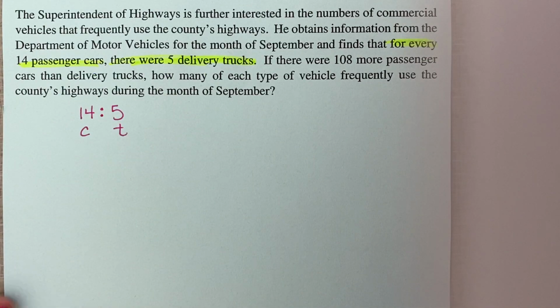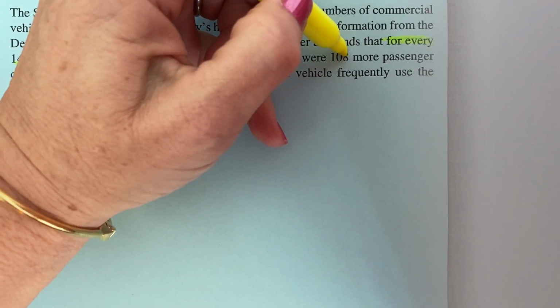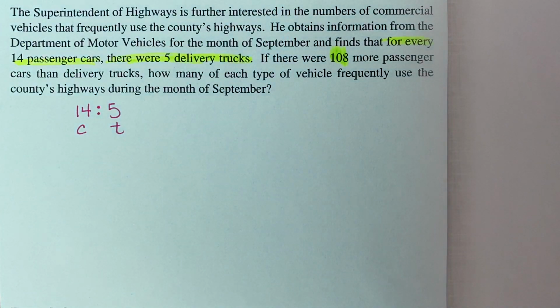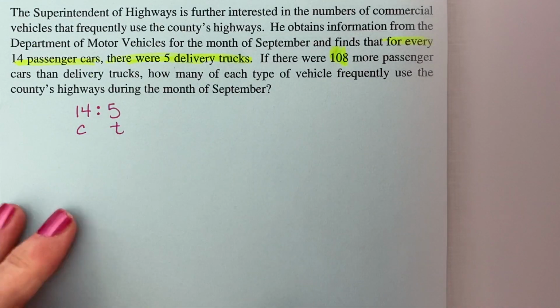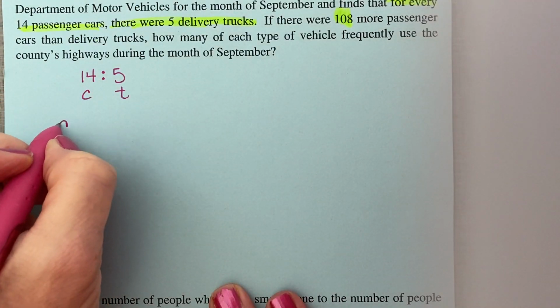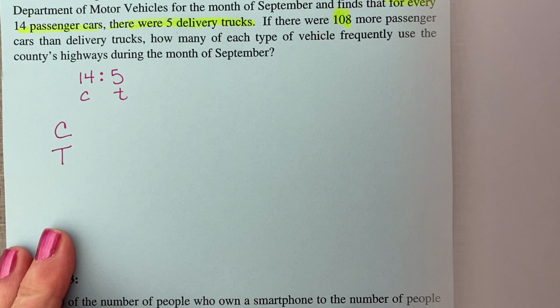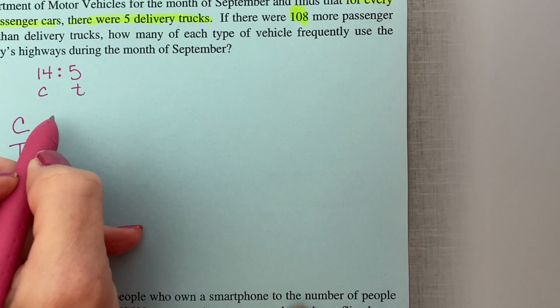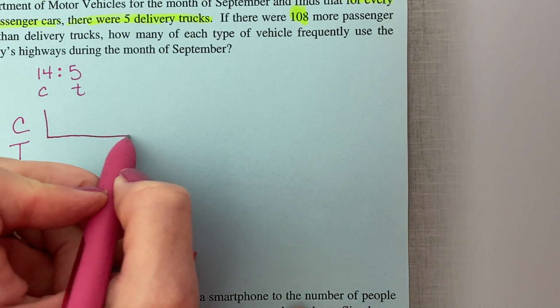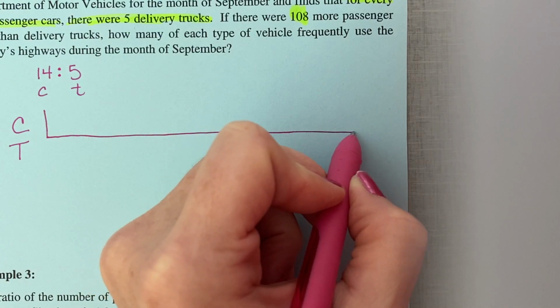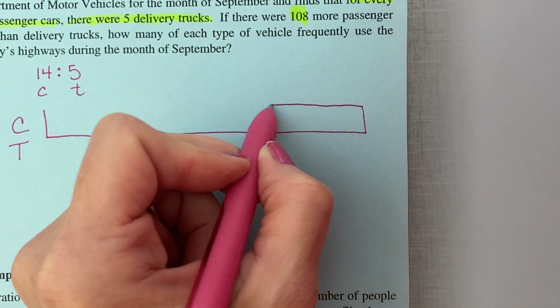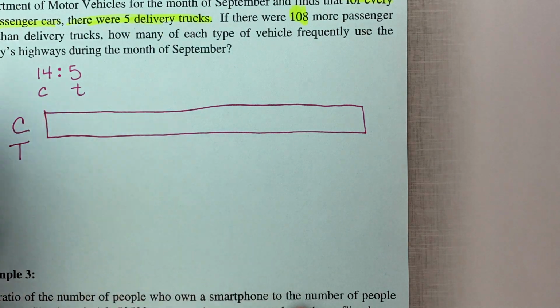Okay. The only other number in the entire problem is the 108. So there's something going to happen about this 108, but we'll get to that in just a minute. First, let's get our tape diagram made in the ratio 14 to 5. Whoa, that's going to be a lot of boxes. Here we go. So cars to trucks. 14 boxes for cars. Here we go. Bear with me here. I hope I can fit them all in here. I may have to make them kind of small. That's okay. Do the best that you can.